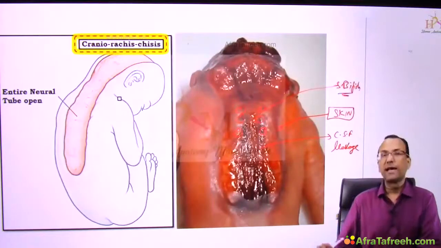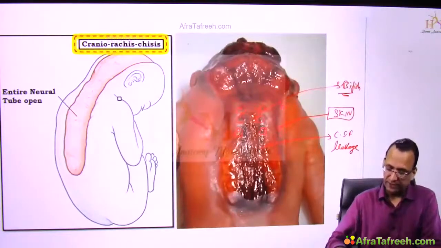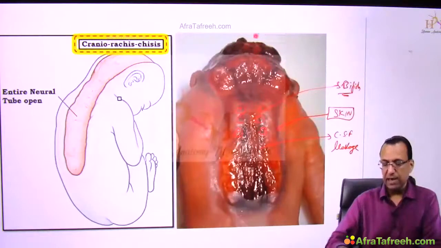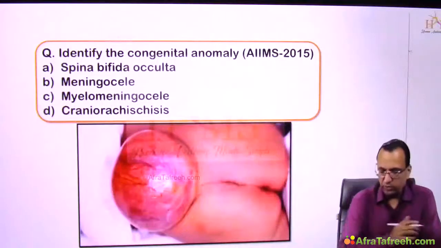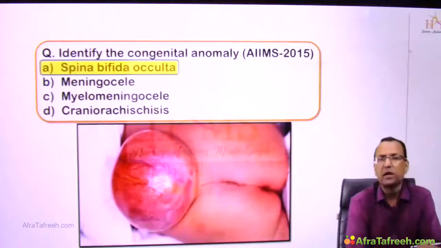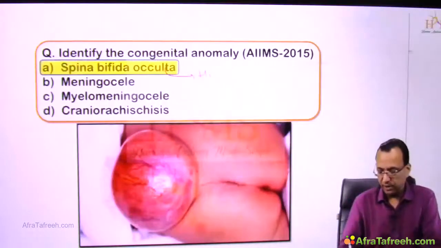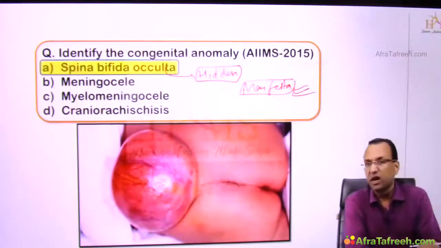So as you can understand, that is rachis. If that is rachis, then what is this? This is anencephaly. Together this is craniorachis. Now as you are looking at this question, which is one of the AIIMS questions, is it spina bifida occulta? What is occulta? Occulta means hidden. If it is hidden, then this is not hidden, this is manifesta. So you mean to say this is spina bifida manifesta? Yes, it is not occulta.